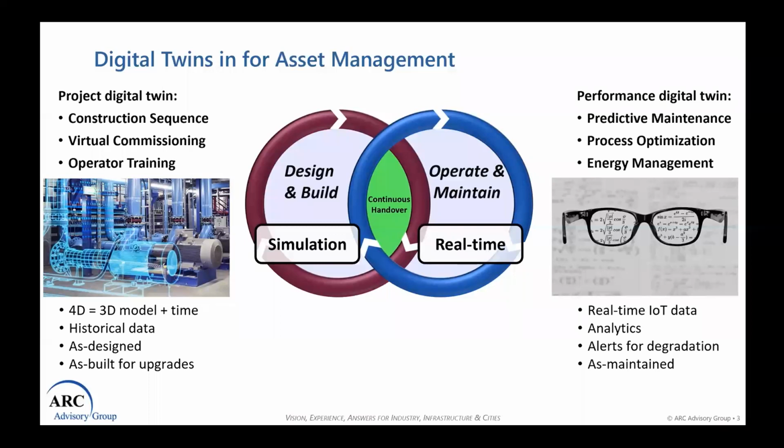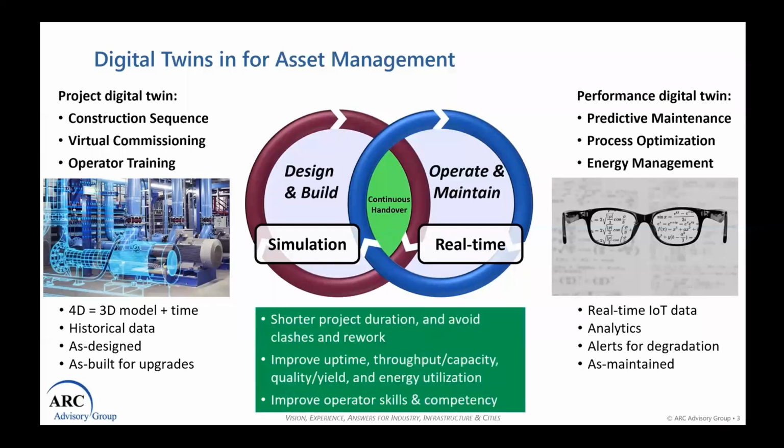The benefits of these digital twins, the design and build type of 3D, 4D digital twin, usually results in shorter project duration because it can optimize the construction sequence. And the virtual commissioning part of it avoids clashes and rework, which also improves the project delivery on time, in spec, and in budget.